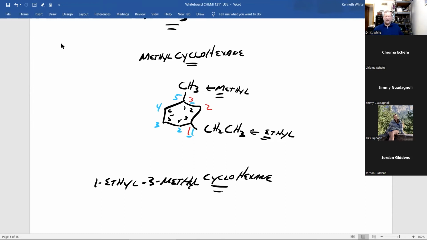You find how many carbons are in the ring. Hexane, 6 carbons. Don't forget, for a ring, use the prefix cyclo, cyclohexane. Then we have a methyl and ethyl group. And the one that has the highest alphabetical priority, close to the front of the alphabet, is numbered 1, and the other one is numbered 3. And therefore, it's 1-ethyl, 3-methyl cyclohexane.